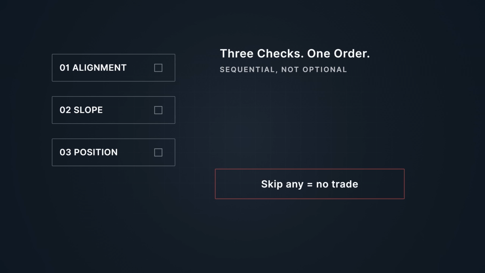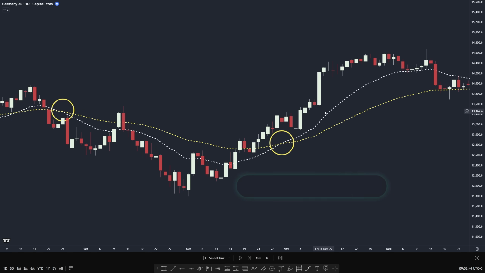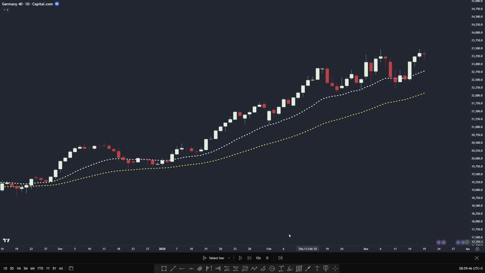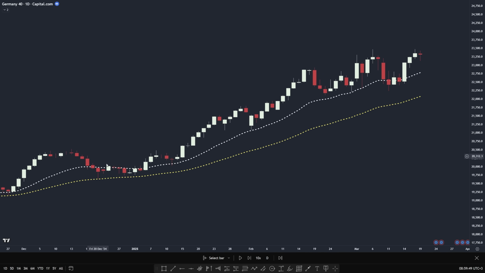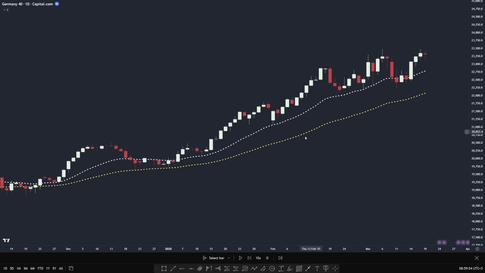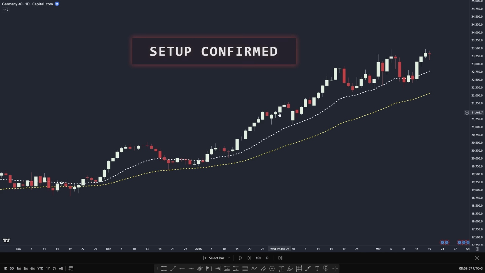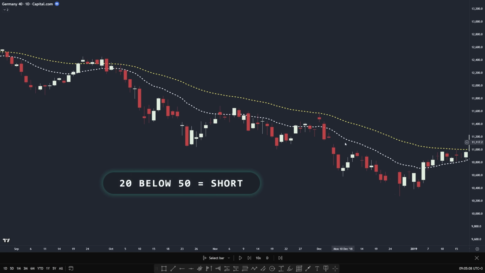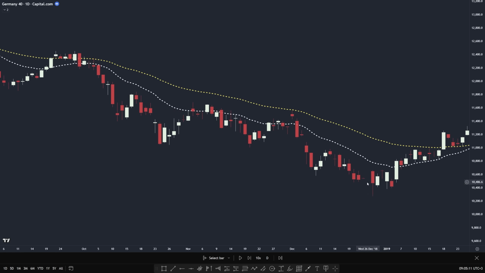Three checks, in this exact order: alignment, slope, and price position. The 20 must sit above the 50 for longs, below for shorts. Both moving averages must point in the same direction, and price has to be on the right side of both, above for longs, below for shorts. Look at this. The 20 sits above the 50, both lines pointing up at a clean angle. Price stacked on top of both. That's a tradable uptrend. Now mirror it. The 20 sits below the 50, both pointing down. Price below both. Tradable downtrend.